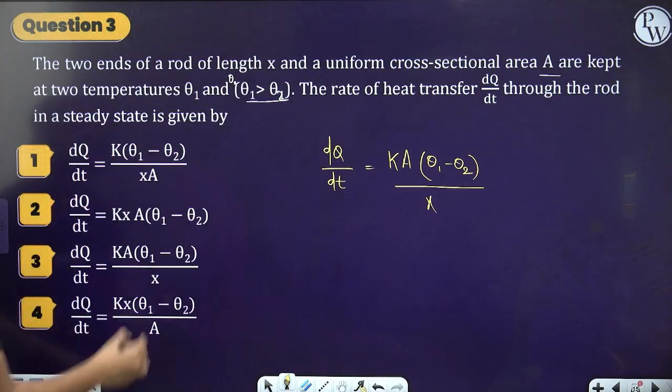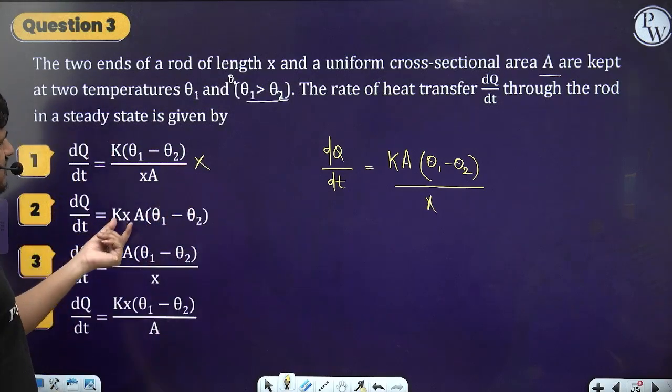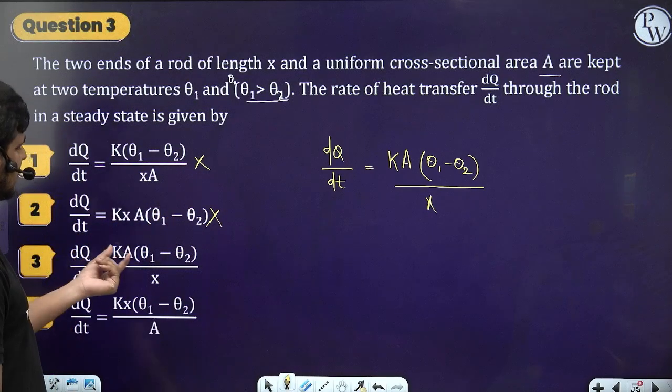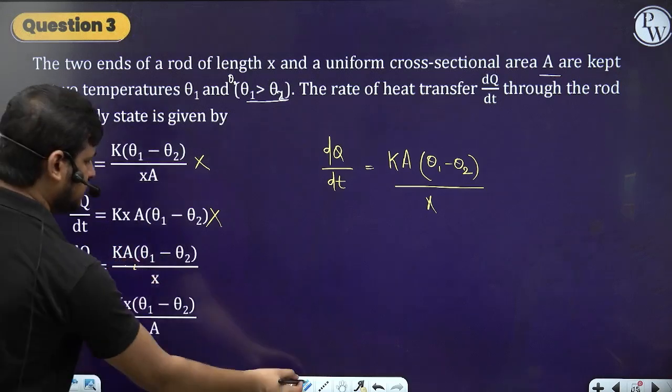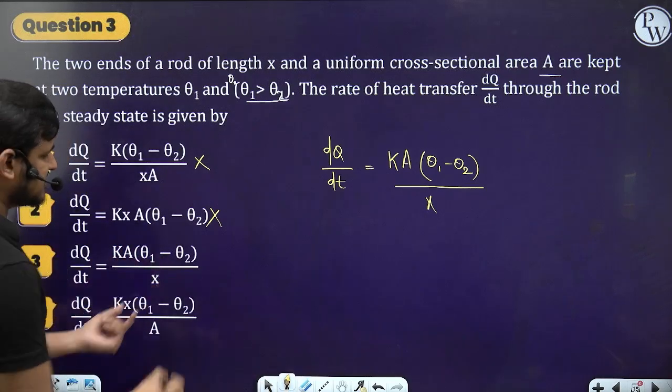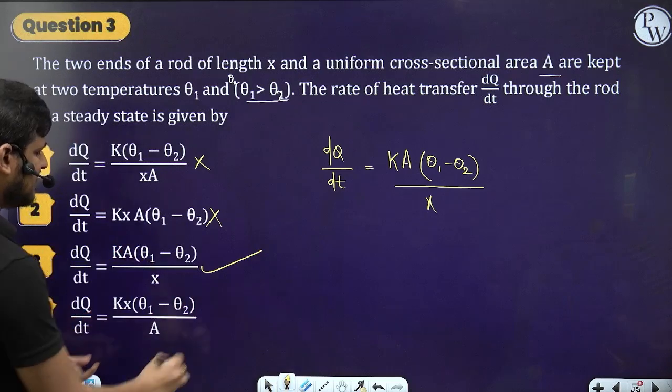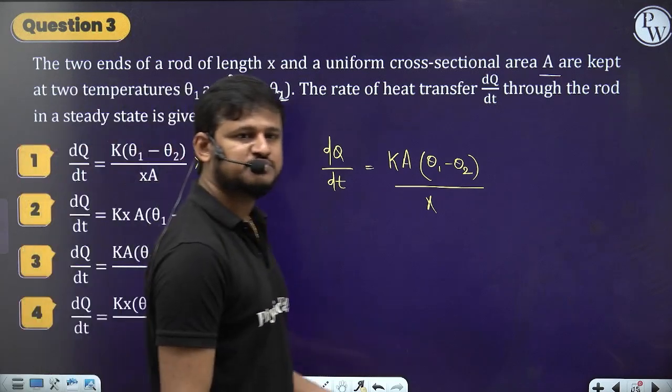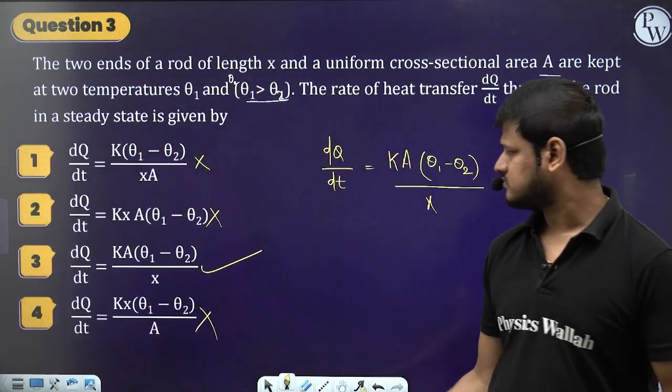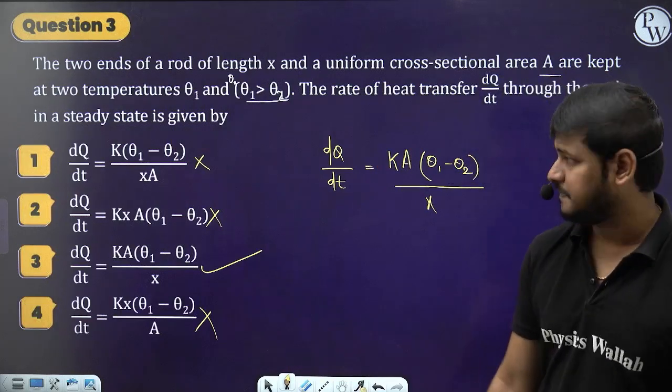In the options, K A is missing in the numerator. The correct expression is K A into theta 1 minus theta 2 by the length x. So option C is the correct one. Done, everyone.